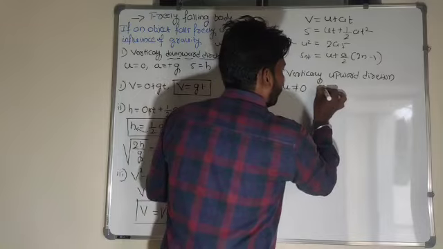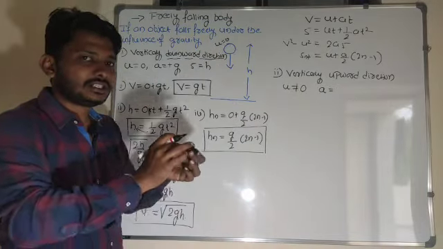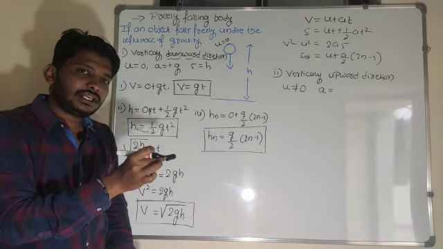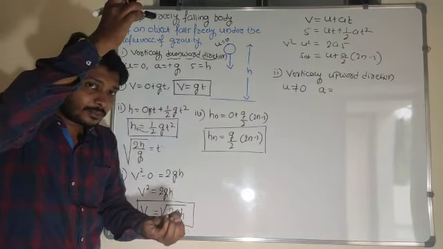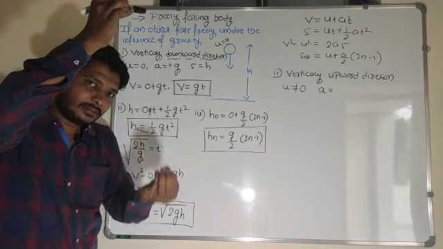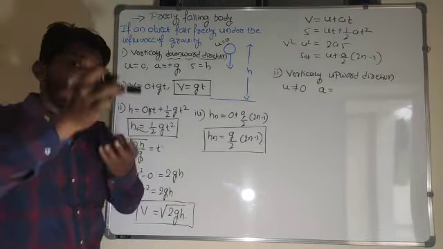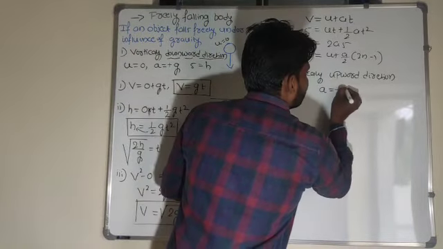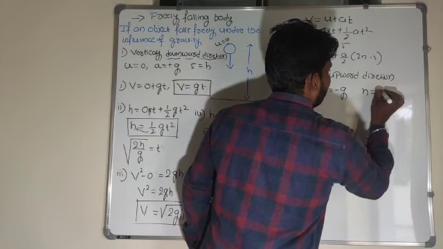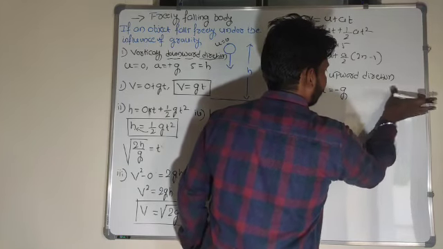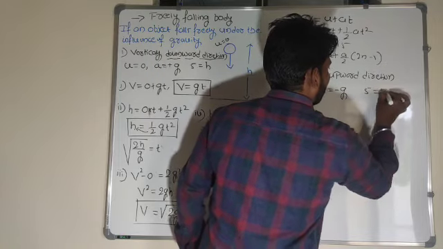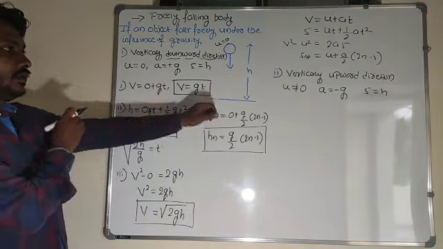Then what about the a value here? The object is moving under the influence of gravity only. But the object is moving in the upward direction and gravity pulls in a downward direction. Means both are in opposite directions. So opposite direction means I can take it as minus g here. The remaining things will be the same. s is equal to h only here.